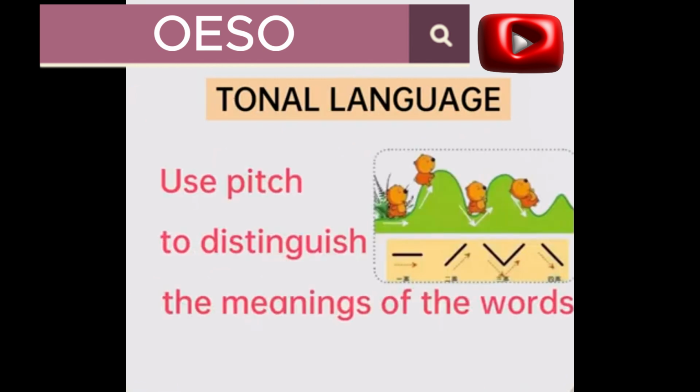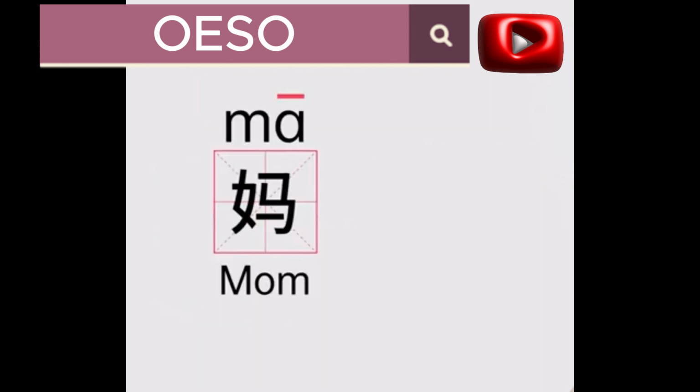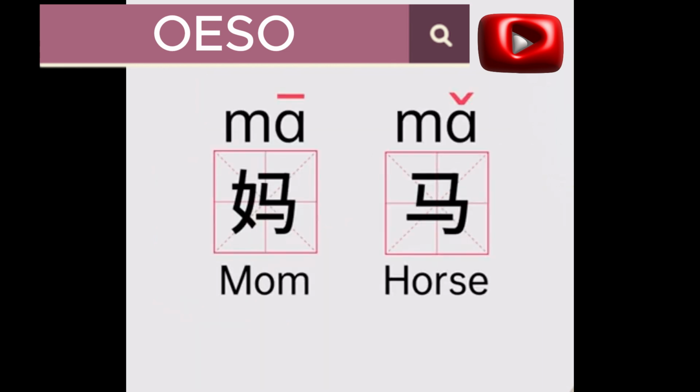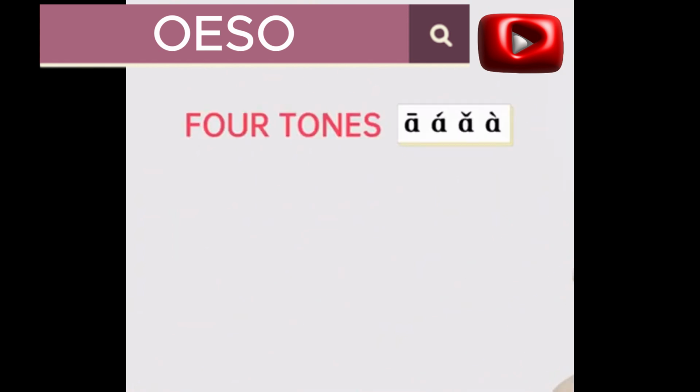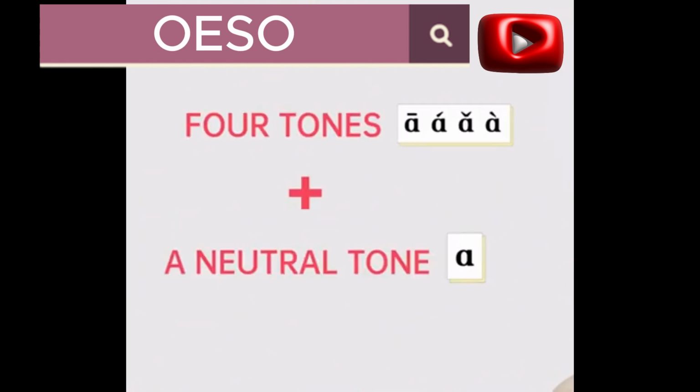to distinguish the meanings of the words, like ma and ma. These two words have the same initial and final, but they have different pitch inflections. Their tones are different, so they have different meanings. Now, let's take a look at how to pronounce each tone. In Chinese, we have 4 tones and the neutral tone.